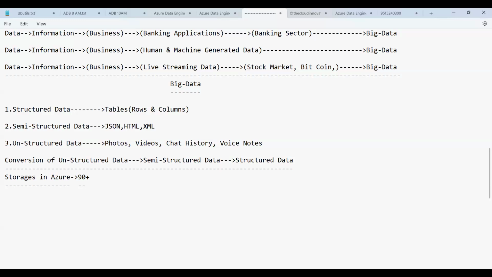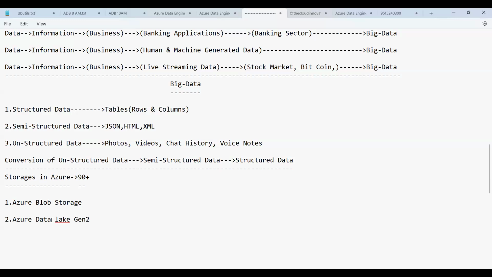So what are all those? Let us try to see them. The first one is called Azure Blob Storage. And then you have Azure Data Lake Gen 2.